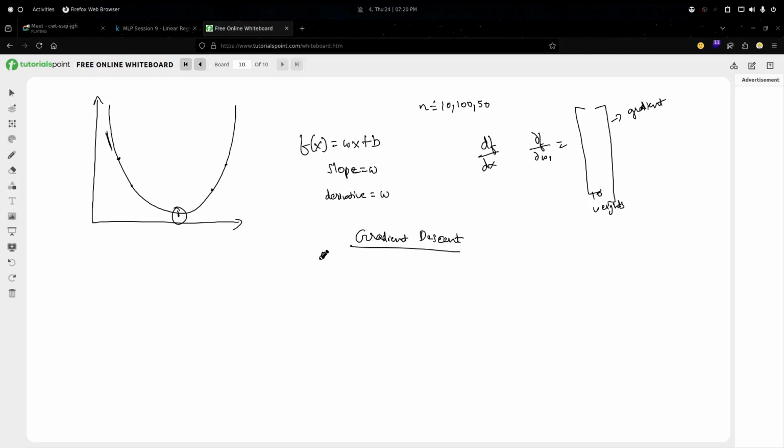Okay, let's suppose we have 5 features, so we have 5 different weights, right? W1, W2, W3, W4, and W5. Normally, if we have one feature, we have only one slope. Now, for the 5 features, we have different slopes. To represent all these slopes, we store them in an array, and we call this array a gradient.